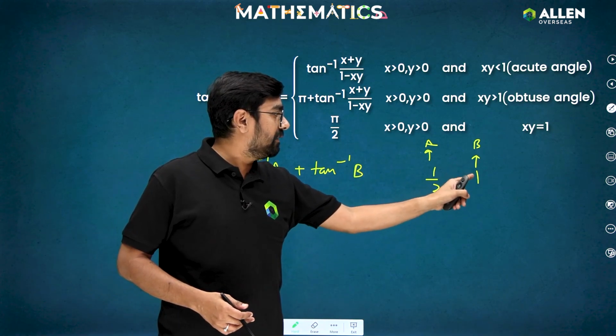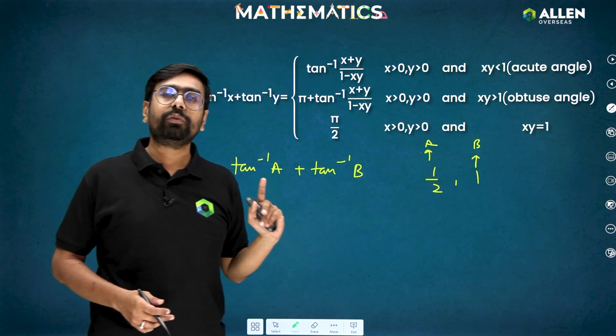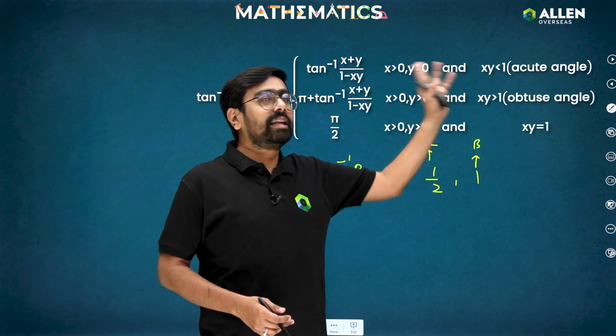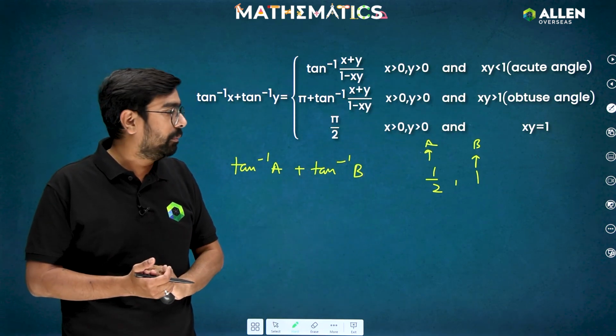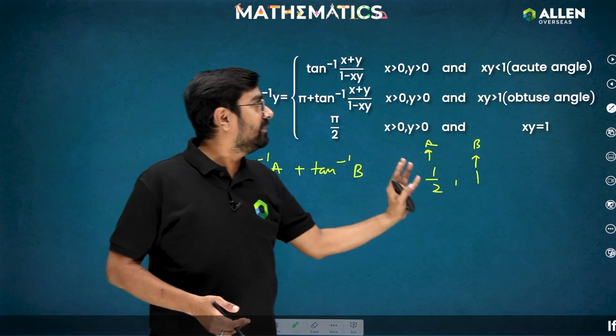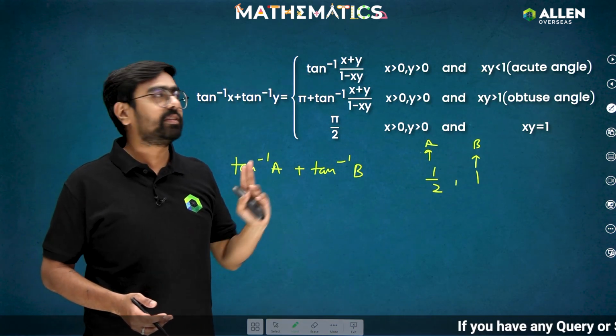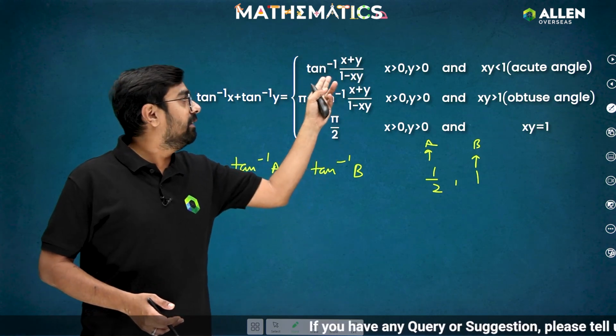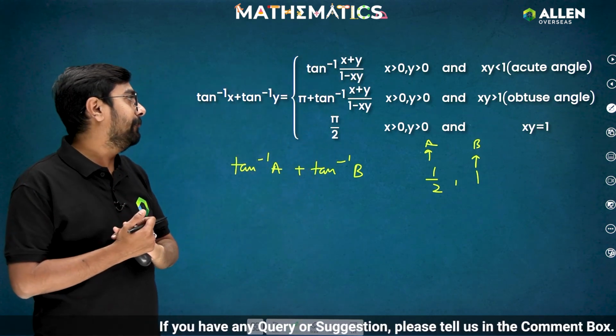If I find the product, 1 into 1 by 2 will give me 1 by 2. 1 by 2 is less than 1. That means an acute angle will be formed. If a into b or x into y is less than 1, then we'll use the first formula, which says tan inverse of (x plus y) divided by (1 minus xy).